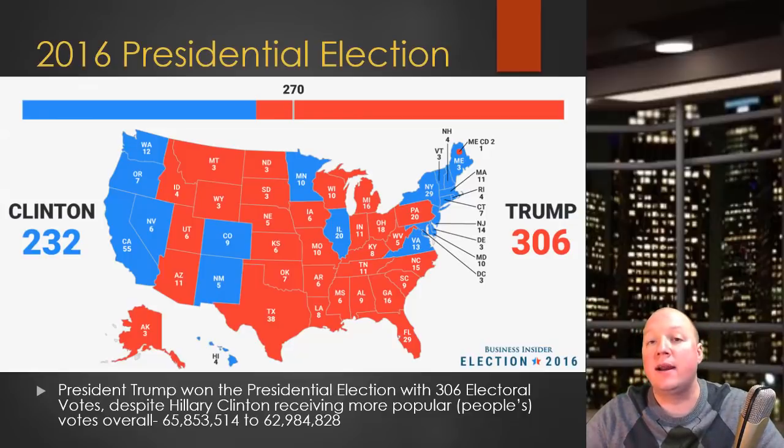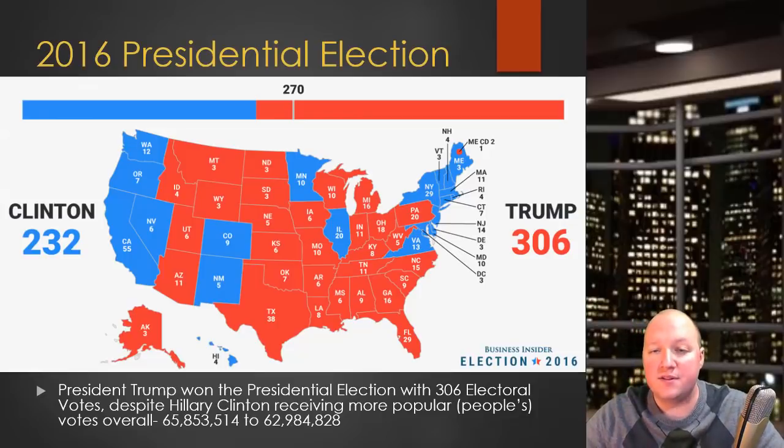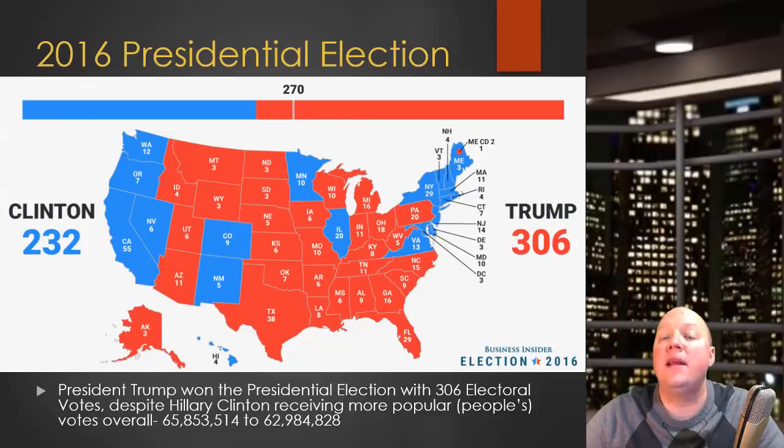So if we look down at the bottom here, I included the popular vote. The popular vote is a popularity contest in that it doesn't matter. This is the number of votes totally cast across the United States, but we don't use this number to determine who the president is. So the popular vote worked out like this. Secretary Clinton had 65,853,514 votes across the entire country. President Trump received 62,984,828 votes across the entire country. So Clinton had more votes than Trump, but Trump won the election because he won the right combination of states.